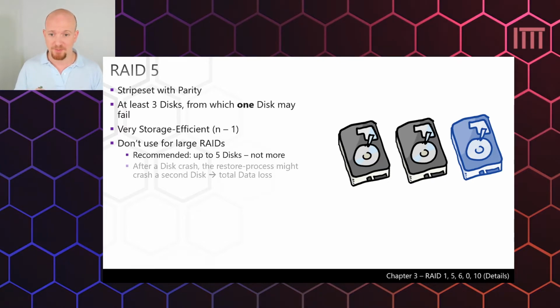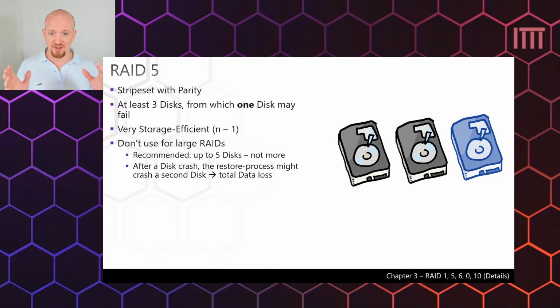Let me explain why. After a disk crashes, the restore process might crash a second disk. Because when a disk crashes, the RAID has to be rebuilt, and while rebuilding the RAID, all other disks will have a lot of data traffic. This data traffic is bad for the disk, typically. There is only so much traffic a disk can handle. If you restore the RAID, this may cause another disk to fail, and only one disk may fail in a RAID 5, so you will lose all your data.